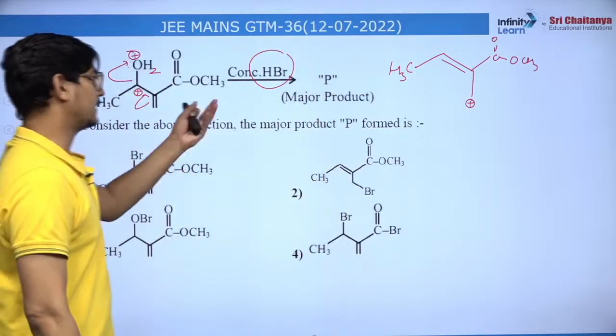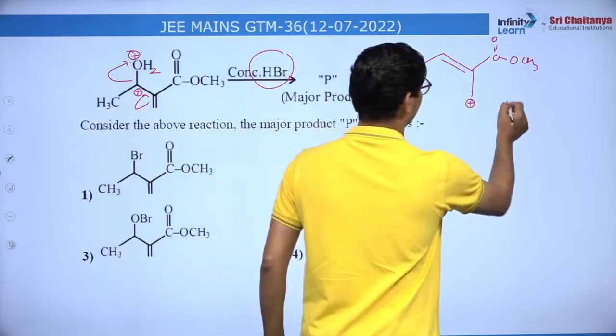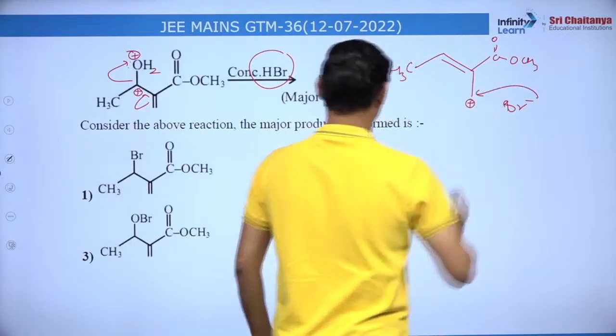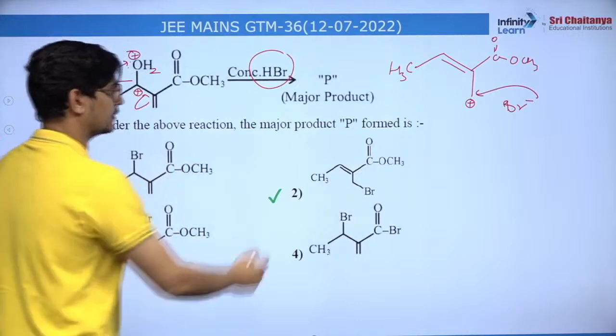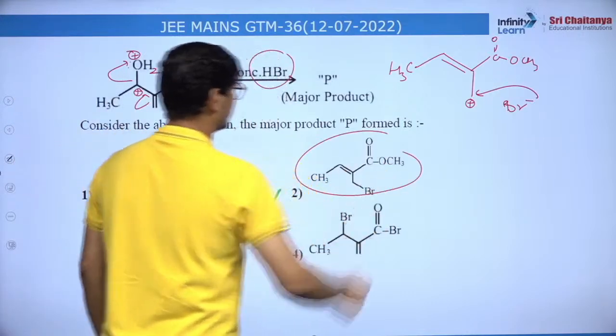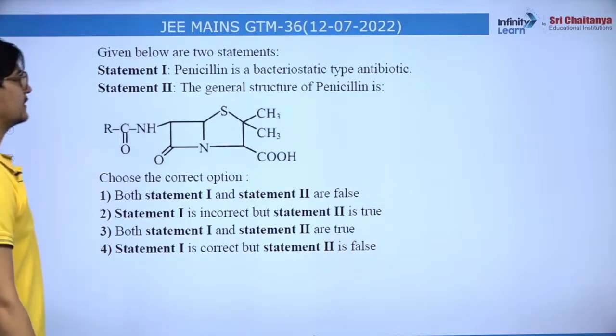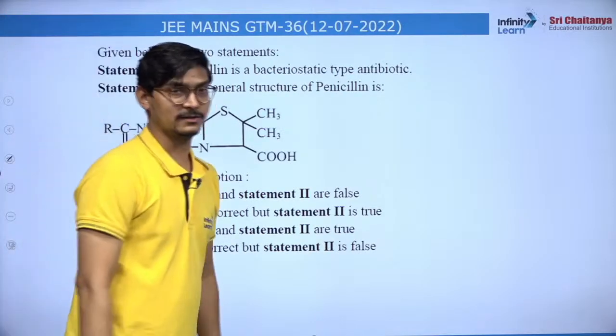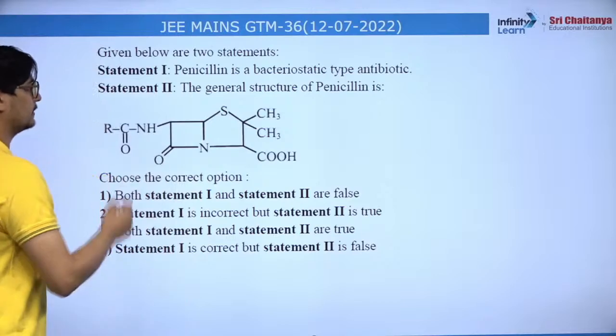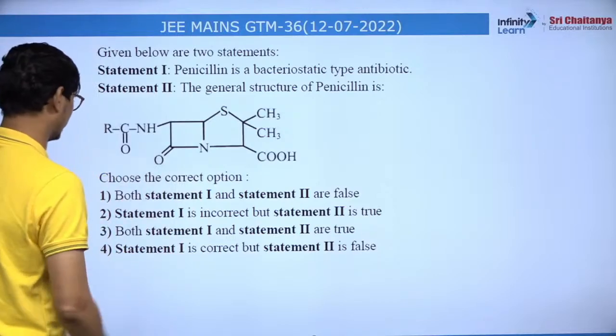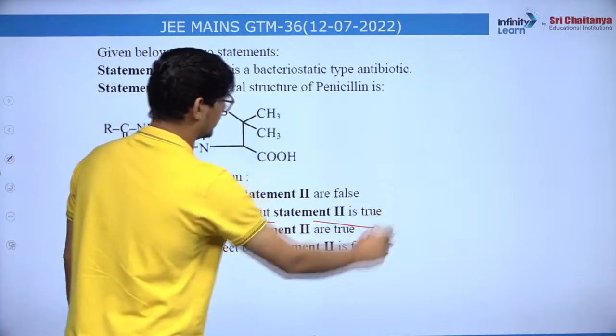So then we are attacking it with Br. Of course Br will attack here, right? And what product will you get? This product you will get, right? So this is the more stable major product. In this question, penicillin is bactericidal, it's not static, and the structure of penicillin, yes, that is correct. So first is incorrect, second is true.